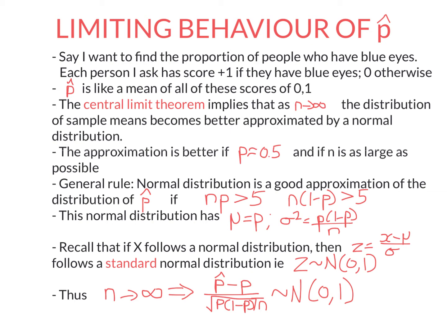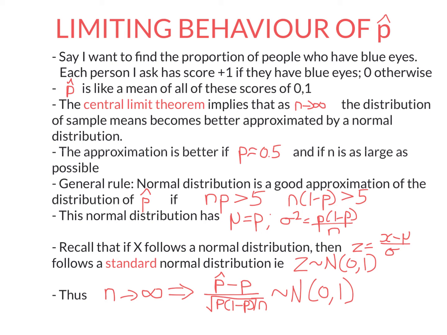So how is this useful to us? Well, this will be useful in cases where we know p. We know the true proportion of people that have a characteristic like blue eyes. This will allow us to calculate the probability that our sample proportion is within a certain range. If I know the true proportion of people who have blue eyes is, say, 30%, for example, I can figure out, for example, the probability that in a sample, between 25 and 35% of people have blue eyes.